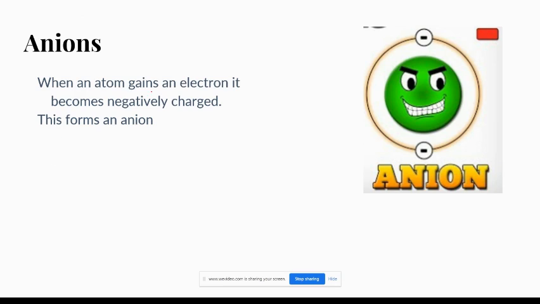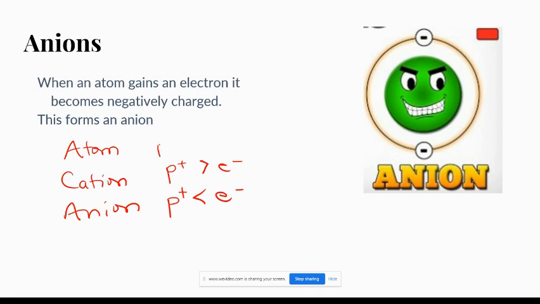We can also have it where they gain an electron. So in this case, you're going to have fewer positives than you would have negatives. So that's an anion. So a cation, this is an anion. A cation, you're going to have more positives than you have negatives. And an atom, they will be equal to one another. And what's this called? More vocabulary?